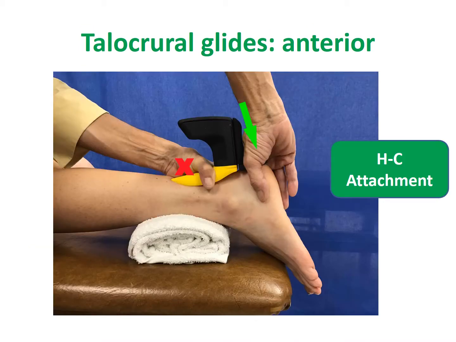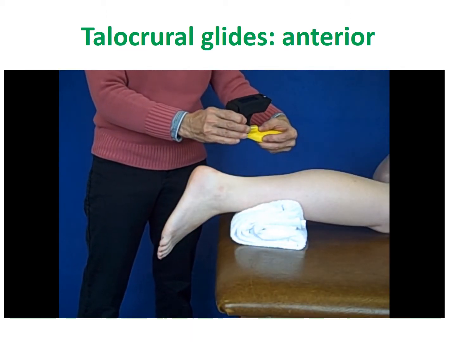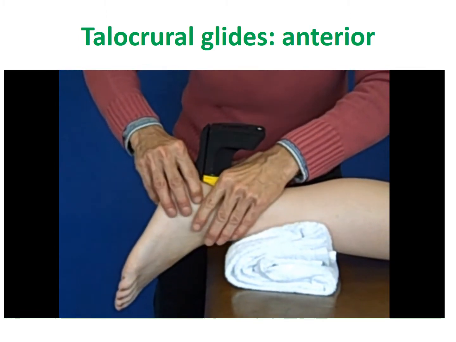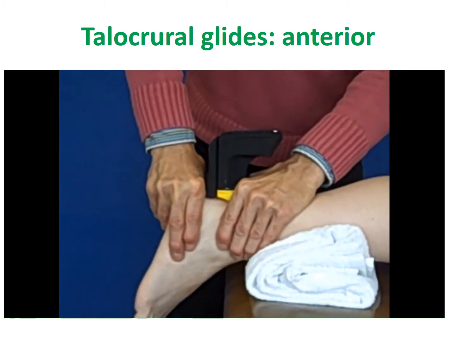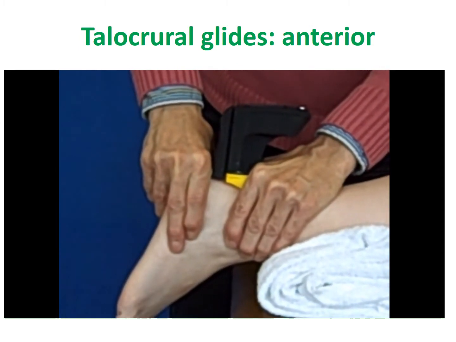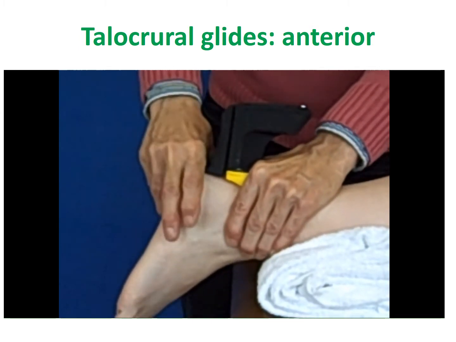Here is the Mobil-Aider using the HC attachment, the yellow attachment, to perform an anterior glide of the talocrural joint, again to facilitate plantar flexion. This video depicts that same motion, donning the yellow attachment to contour to the posterior aspect of the leg, identifying the joint line, and then creating an anterior glide for plantar flexion.